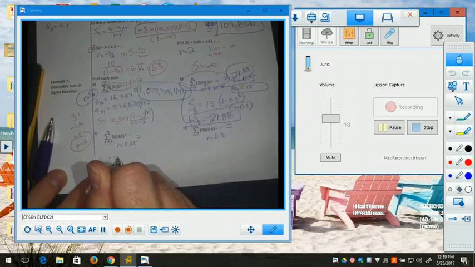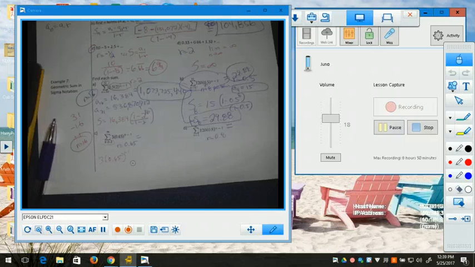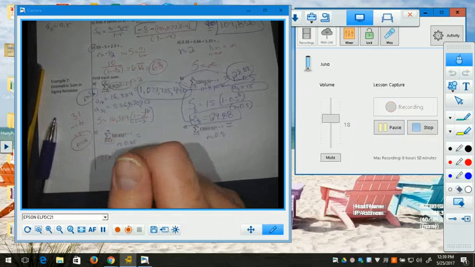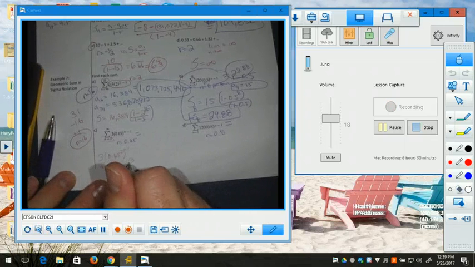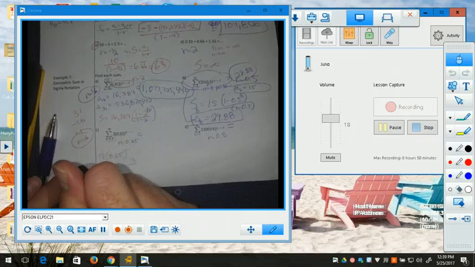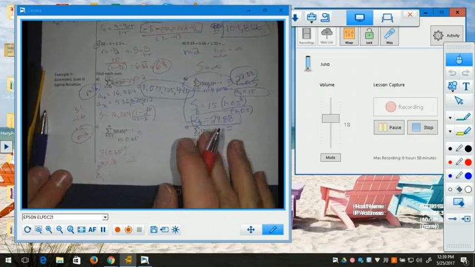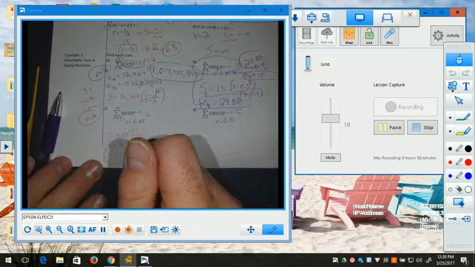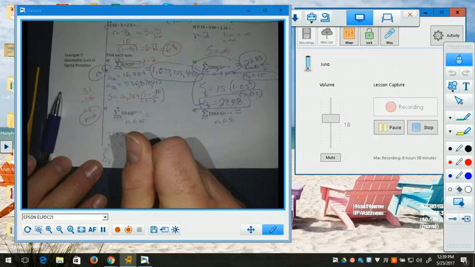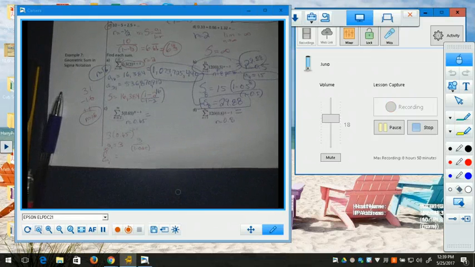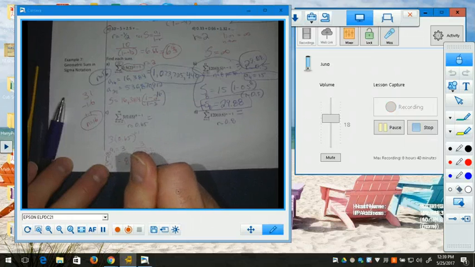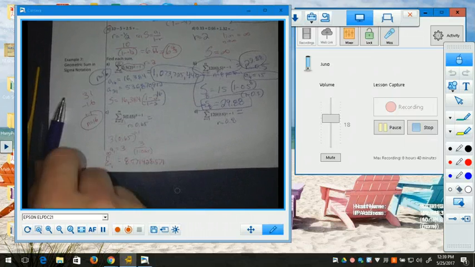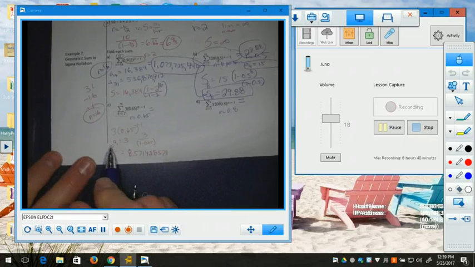3 times 0.65 to the power of 1 minus 1 is going to be 0, so it's just going to be 3. That's the initial amount. So a sub 1 equals 3. If I did the sum from 1 to infinity, it would actually be 3 over 1 minus r, 1 minus 0.65. So 3 over 1 minus 0.65 is actually 8.57142857.